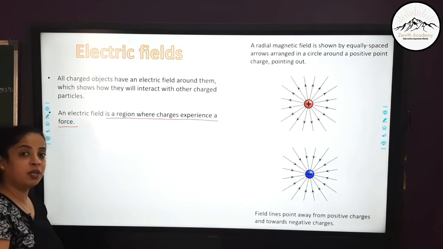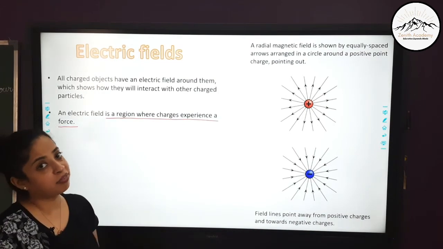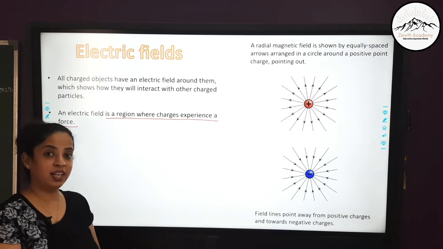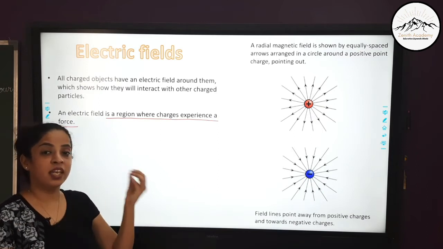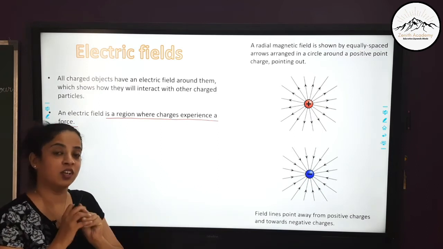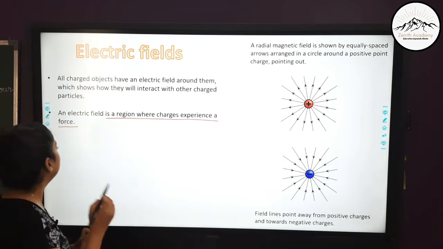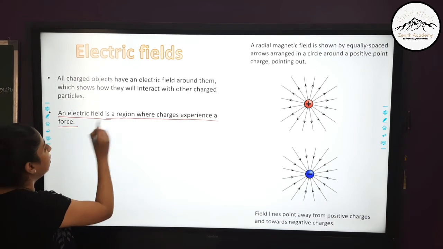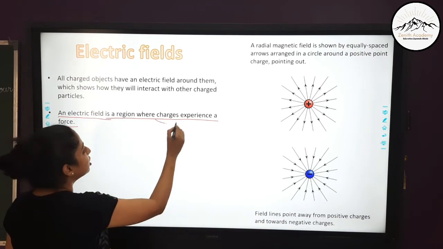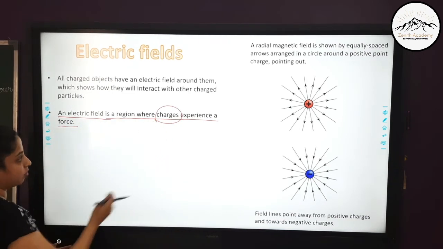You all must have heard about the magnetic field. A magnetic field is a region around a magnet in which any magnetic substance is attracted towards the magnet. It can experience some force. In the same way, an electric field is a region where charges experience a force.